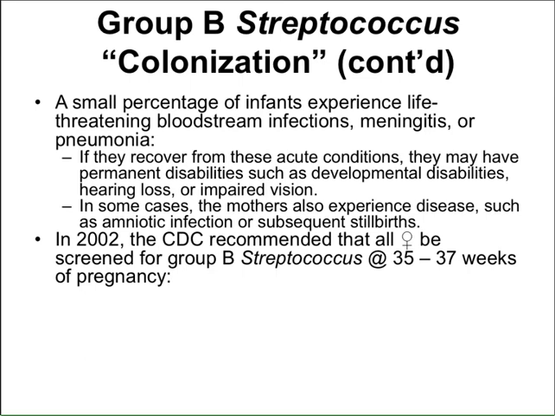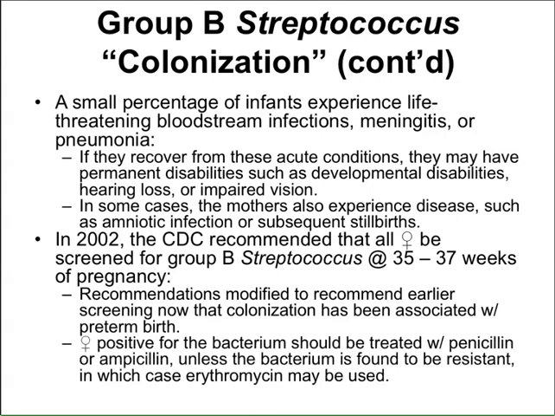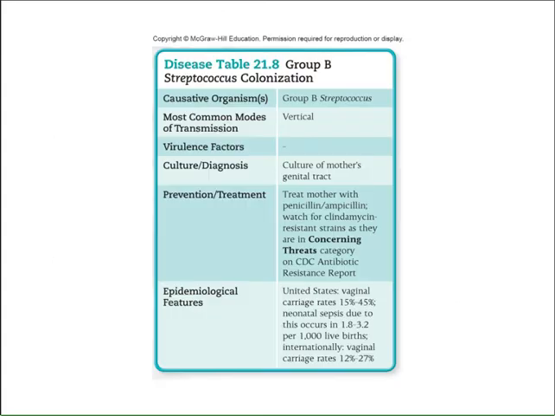In 2002, the CDC recommended that all women be screened for Group B strep at between 35 and 37 weeks of pregnancy. Recommendations are modified to recommend early screening now that colonization has been associated with preterm birth. Women positive for the bacteria should be treated with penicillin or ampicillin unless the bacterium is found to be resistant, in which case we go to erythromycin. And this is a look at Group B strep colonization.